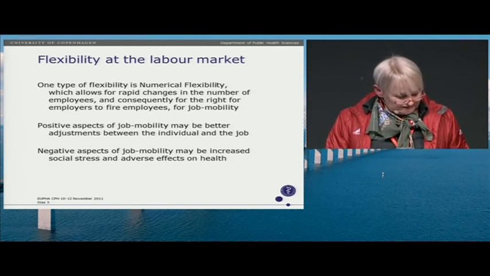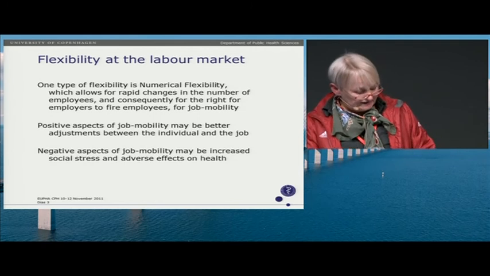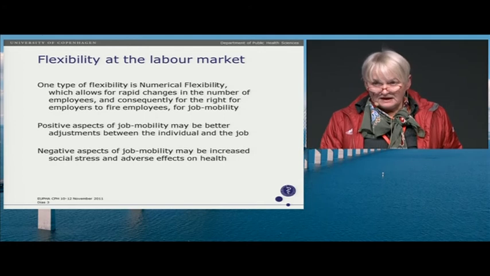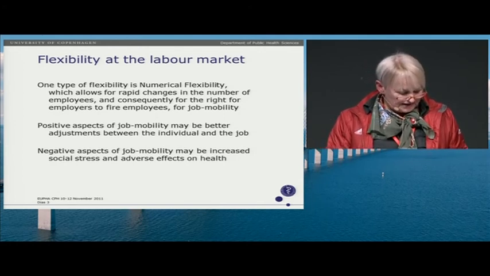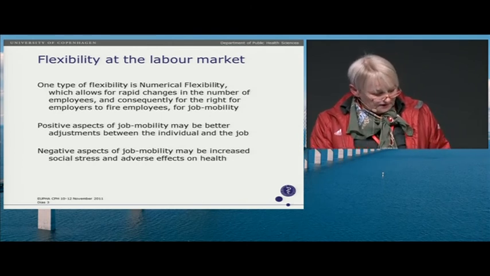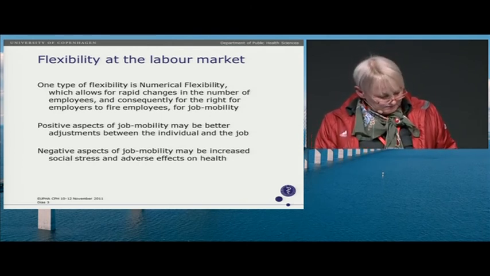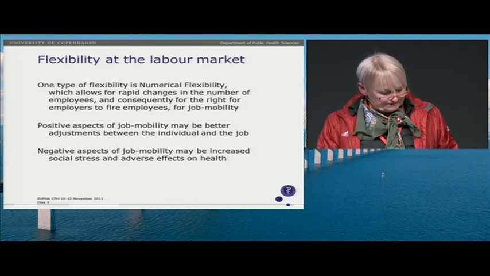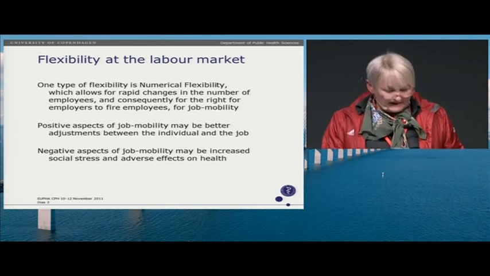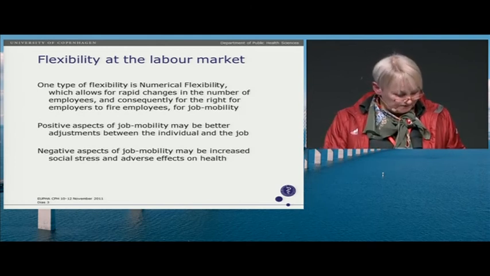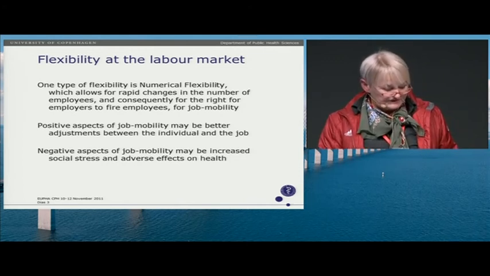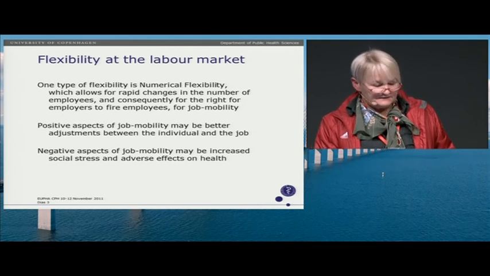Job mobility in our study comprises all kinds of mobility of the labor force, meaning mobility in and out of jobs, between jobs, and between job and unemployment, etc. Job mobility may open up for new possibilities in terms of improving the fit between man and machine and job demands. The other side of the coin could be increased social stress and adverse health effects.